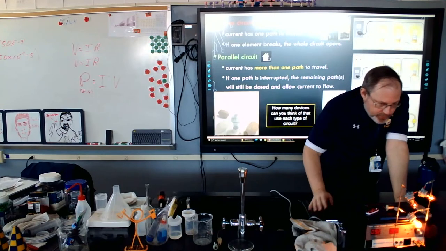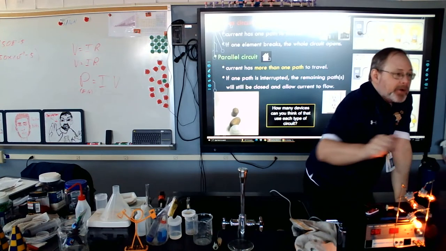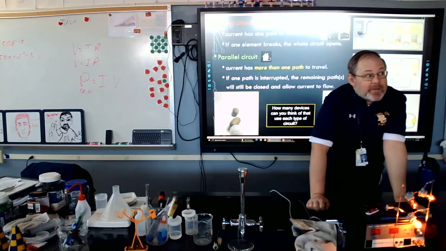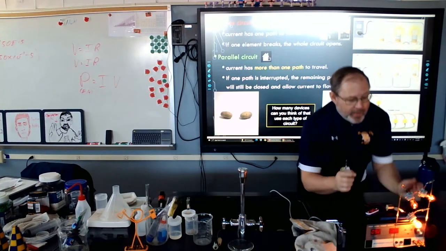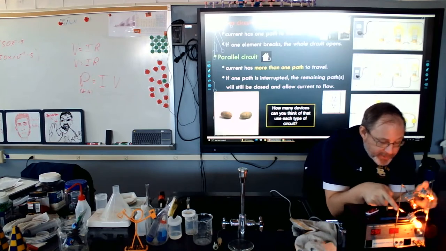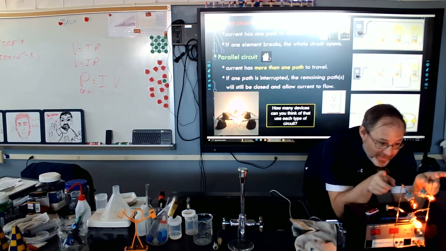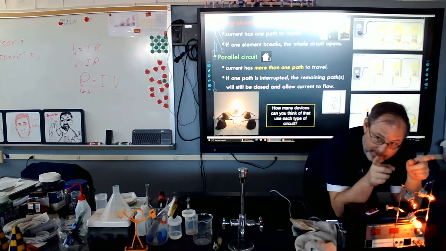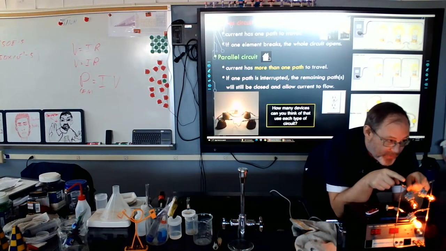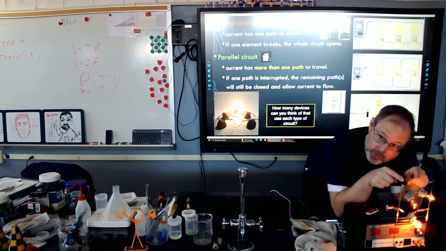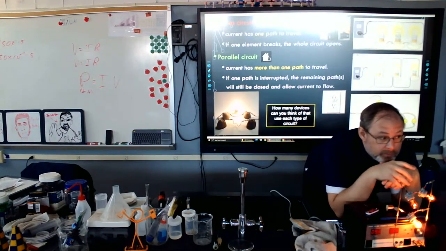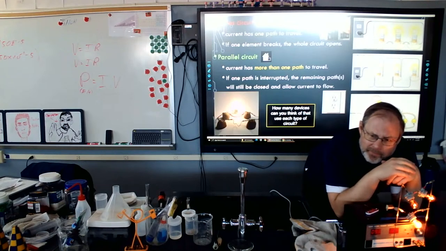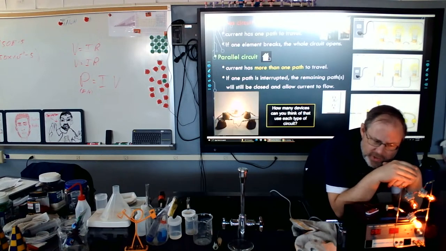So what would you say about the brightness of these bulbs compared to that one? Less. This bulb right here is seeing 10 volts. These bulbs are seeing 10 volts between the two of them. So this one gets 5 volts and this one gets 5 volts. They have to share the 10 volts. Does that make sense? Yeah.